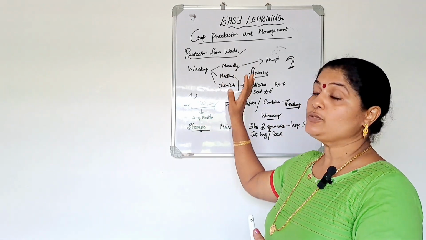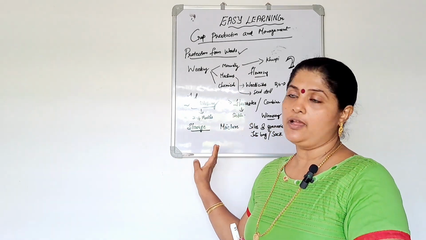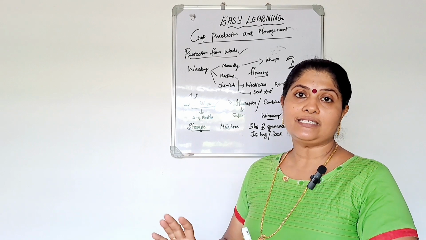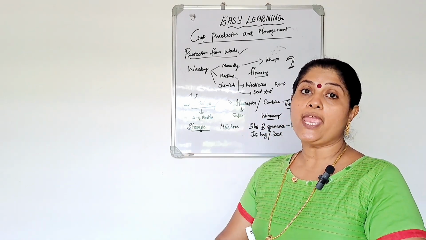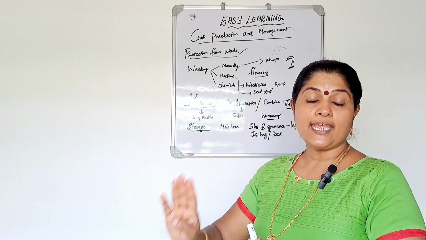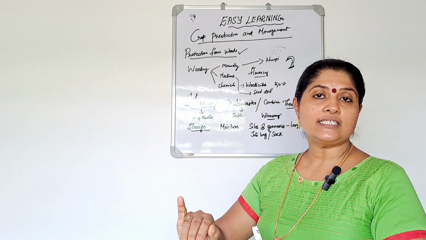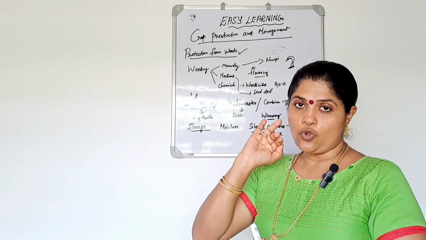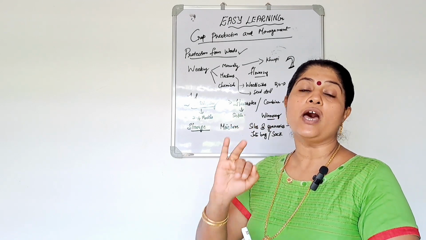So I have explained all the 7 points which come under the agricultural practices, that is, the 7 steps. First one, the preparation of the soil. Second, sowing. Third, adding manure and fertilizer. Fourth, irrigation. Fifth, protection from weeds. Sixth, harvesting. And seventh, storage. So these are the 7 important steps in cultivation of the crop.